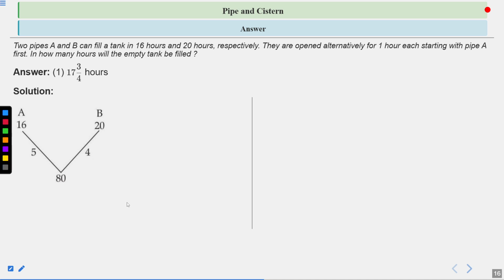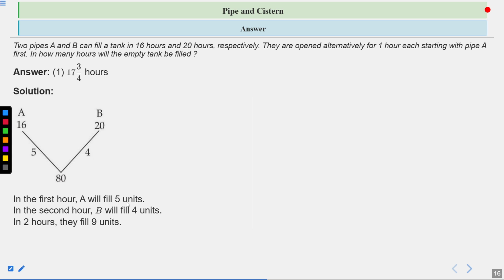When we take the LCM of 16 and 20, which becomes 80, we get the efficiency of A as 5 units and efficiency of B as 4 units. So in the first hour, A will work and fill 5 units. And in the second hour, B will fill 4 units. So combined in 2 hours, they will fill 9 units. Now we can go close to 80 in pairs of 2 hours.